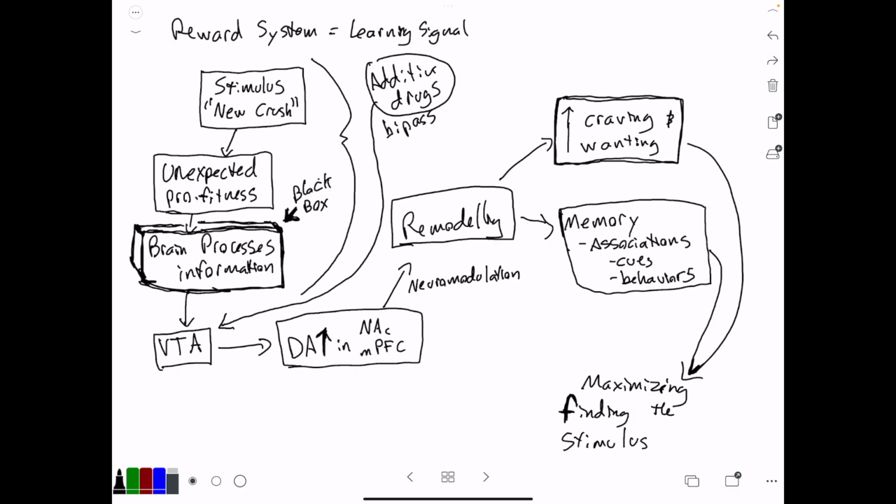Okay, so let's transition now to talking more in depth about addictive drugs and the specific mechanisms of what they're doing along these dopaminergic pathways.